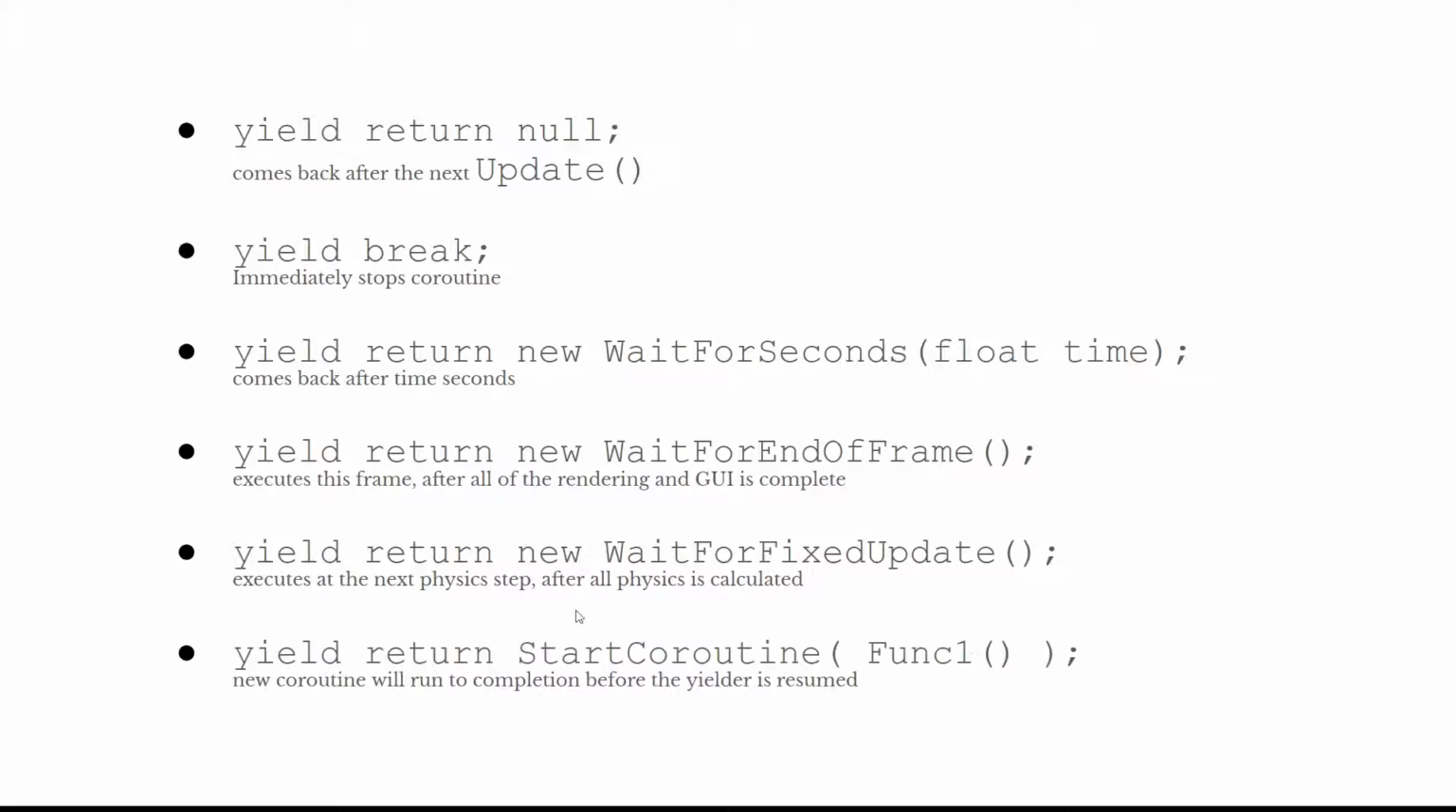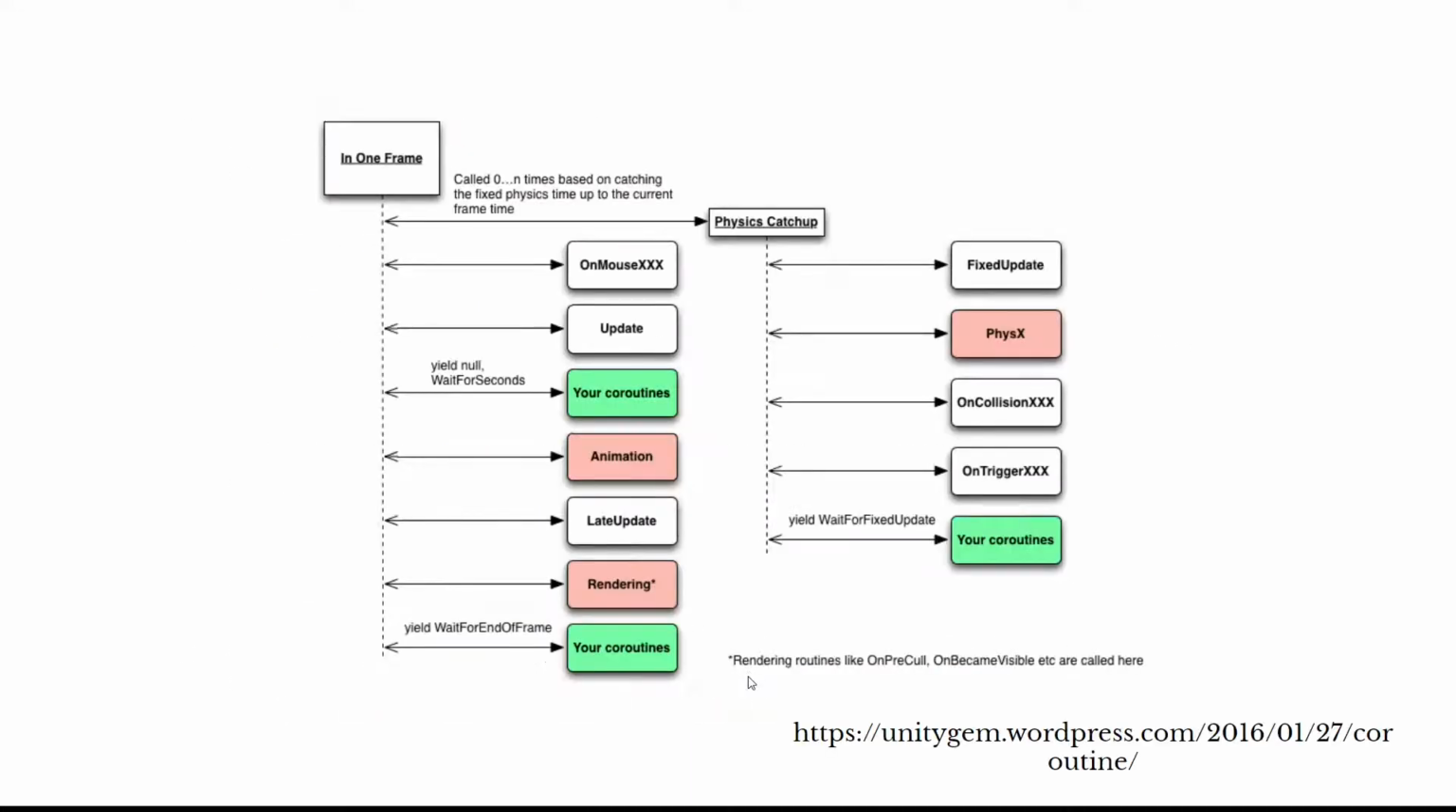So last but not least, I forget this last one because it's the more unusual one for me, at least. You can also tell it, okay, wait for another coroutine to finish. So you can start a new coroutine and say, all right, I'm going to just wait here until this other guy finishes. Right? Sort of like almost like a traditional order of execution might work.